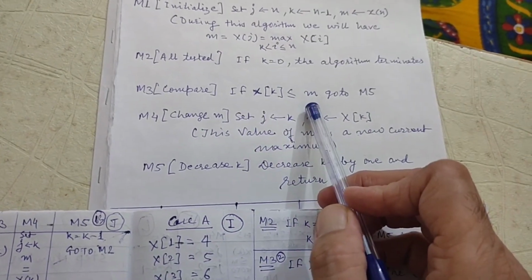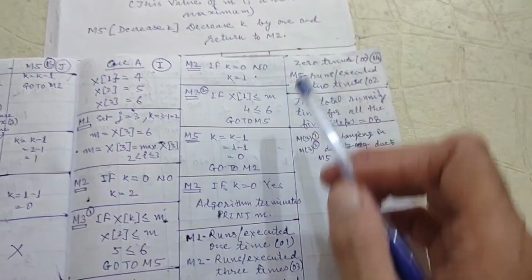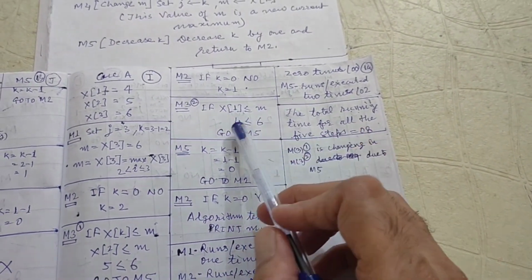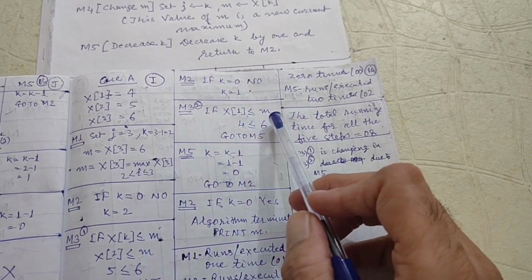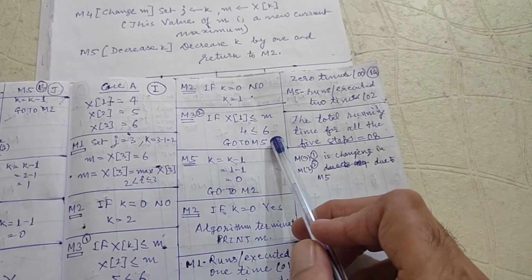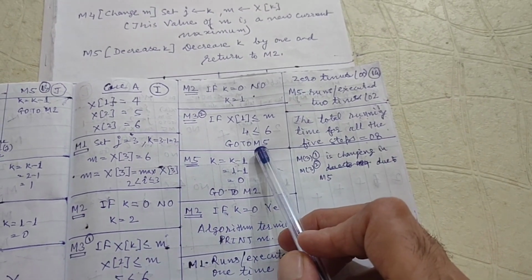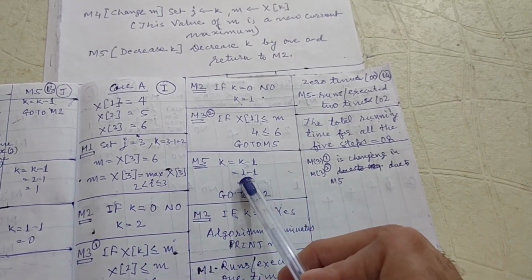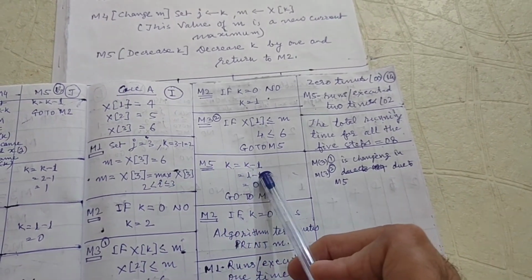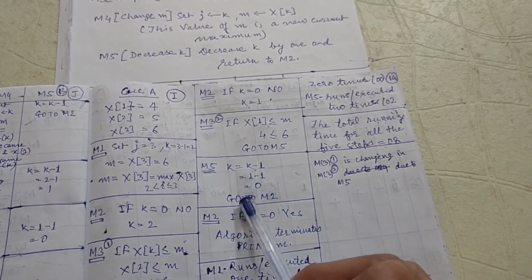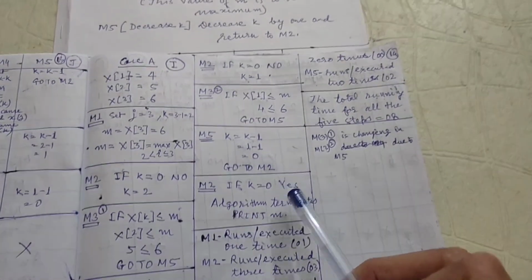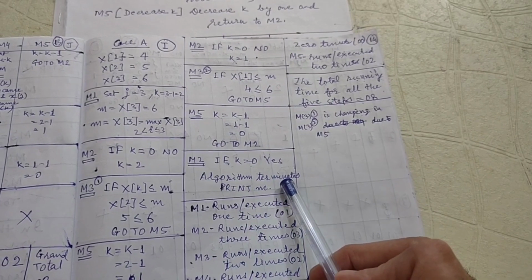Is xk less than or equal to m? k is 1. X1 is less than or equal to m. X1 is equal to 4. 4 is less than or equal to 6. Yes. Go to M5. M5 is k equal to k minus 1. 1 minus 1 is equal to 0. Go to M2. If k is equal to 0, yes. Algorithm terminates.